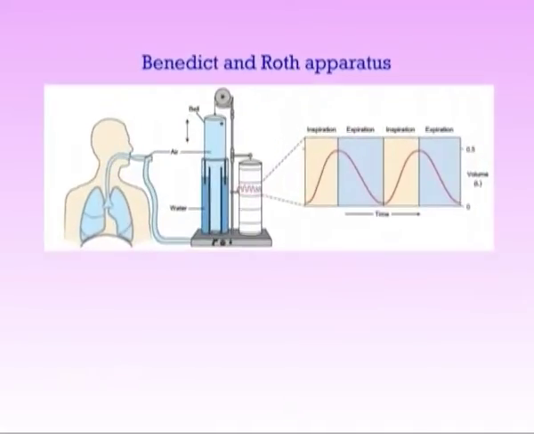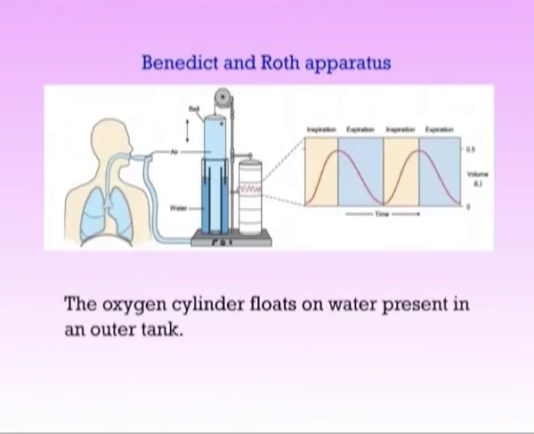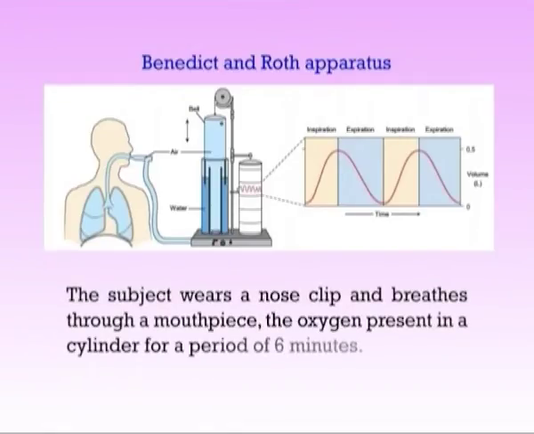Basal metabolism is usually determined using the apparatus of Benedict and Roth. The apparatus is a closed-circuit system in which the subject breathes in oxygen from a metal cylinder of about 6-liter capacity, and carbon dioxide produced is absorbed by soda lime present in the tower. The oxygen cylinder floats on water present in an outer tank. The subject wears a nose clip and breathes through a mouthpiece. The subject breathes the oxygen present in the cylinder for a period of 6 minutes.